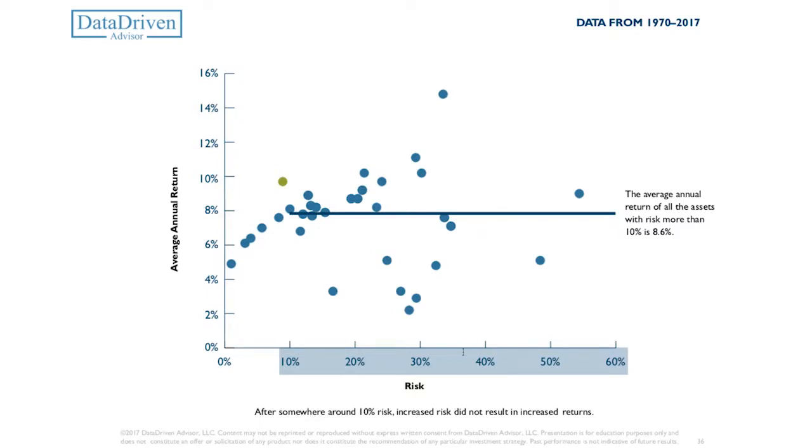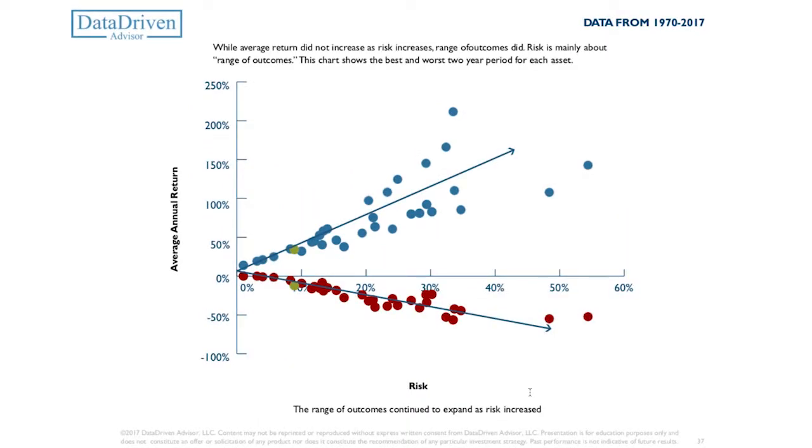But what did it increase? Risk is all about range of outcomes. The more risk you take, you're not expecting higher returns, but what you do is you get a higher range of outcomes, higher good periods and lower bad periods.